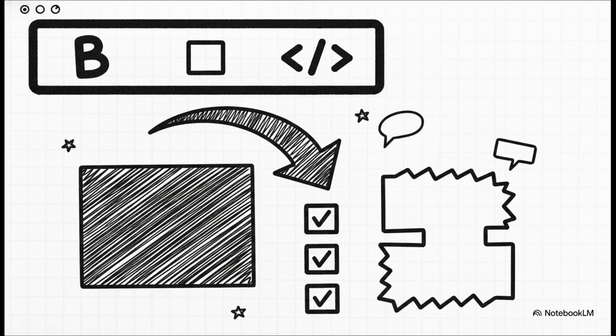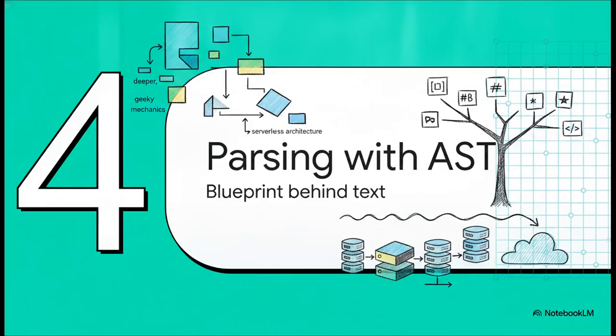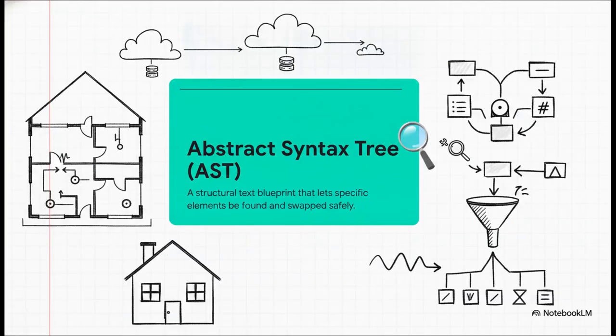Section 4, AST, parsing the Markdown, the blueprint behind the text. Here's where we get into the really cool mechanics. We use an abstract syntax tree, or AST. Think of an AST like a blueprint for a house. When you look at a house, you just see walls and windows, right? But the blueprint shows you the exact structural nodes, the plumbing, the electrical routing, the load-bearing walls. And AST does the exact same thing, but for text.